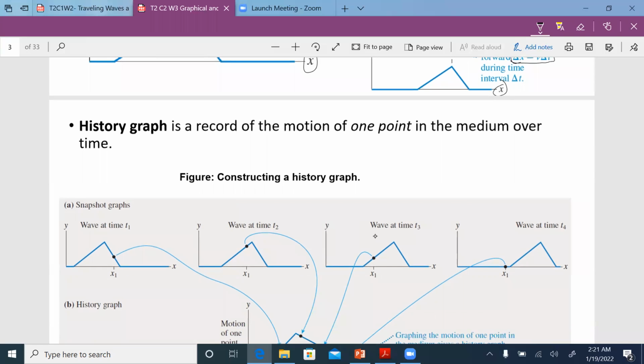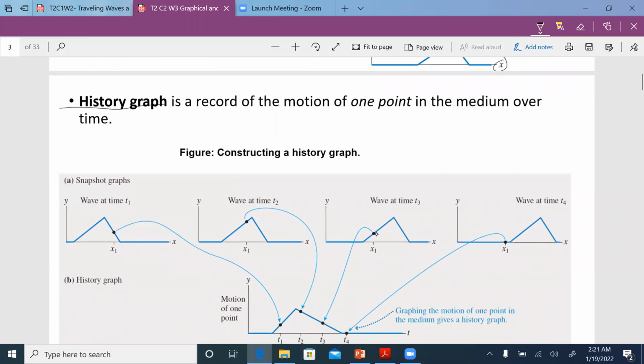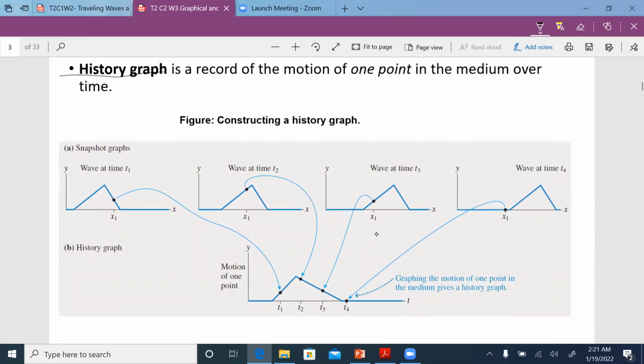Now, the history graph is a record of the motion of one point in the medium over time. Like the name implies, history is going to give you the history of the journey of that medium, or the journey of the wave through that medium. So let's see quickly how the history graph is constructed.